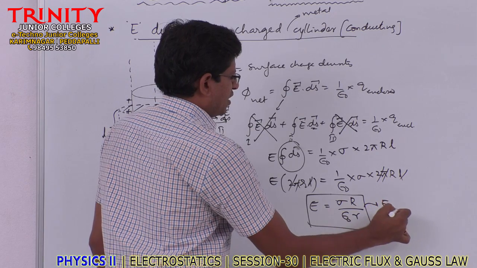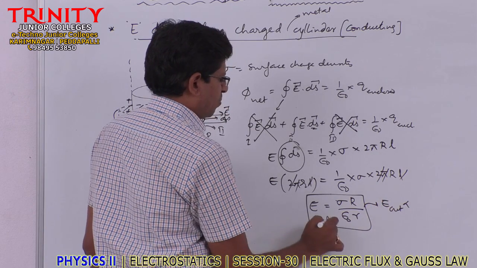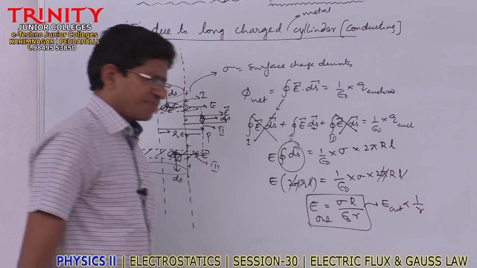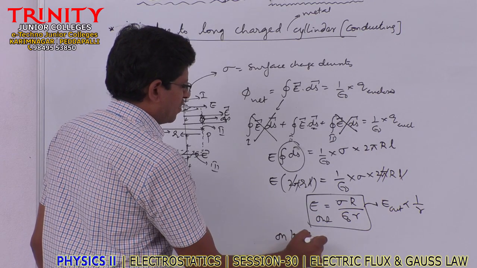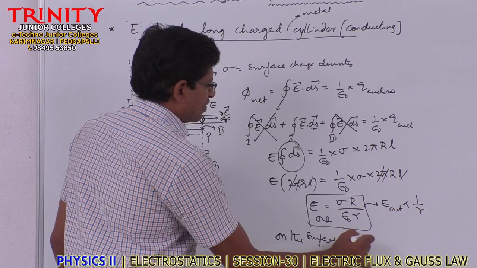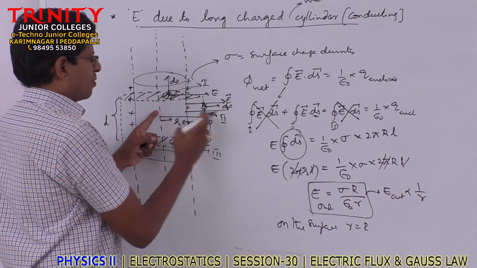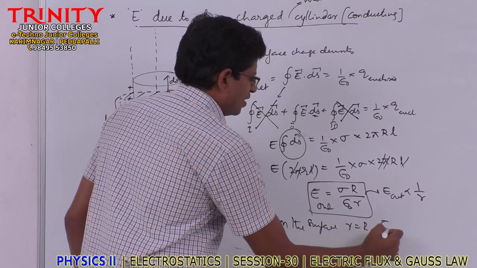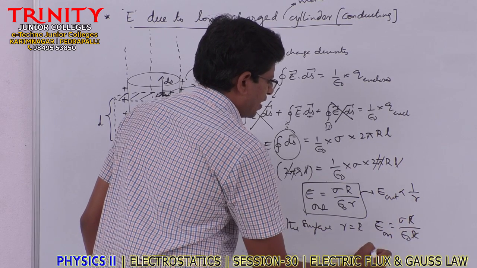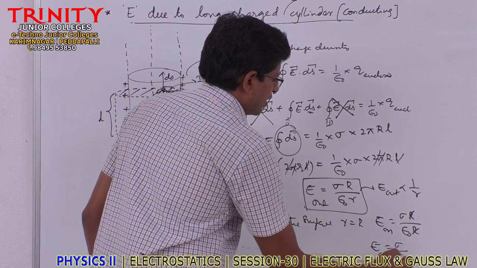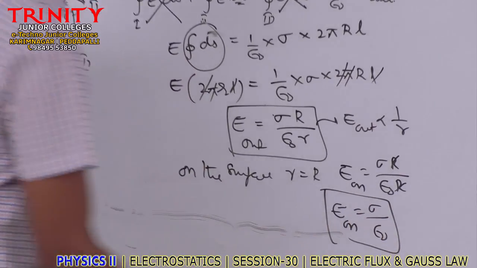From this, E at an outside point, this is the outside point we are considering, is proportional to 1 by r. And on the surface, the second case, what changes is that this small r becomes equal to capital R. Then what you get is sigma R by epsilon naught R, R also cancels, so E on the surface is sigma by epsilon naught.